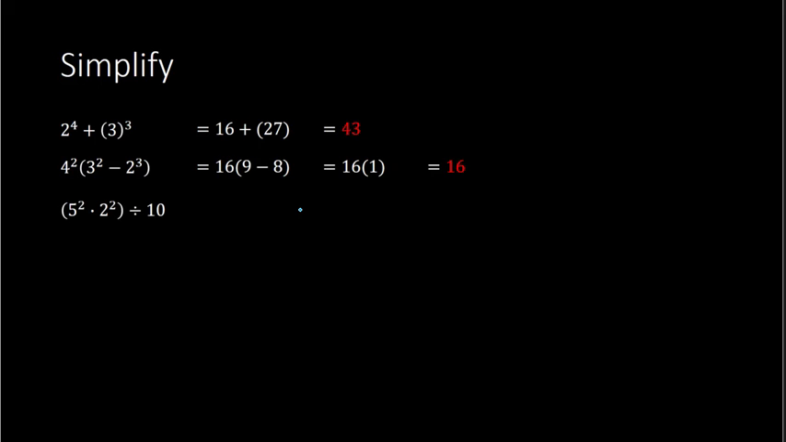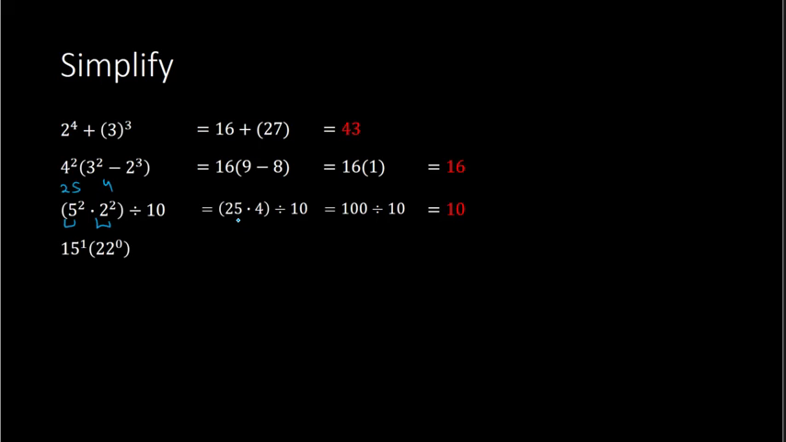Next we have 5 squared times 2 squared divided by 10. 5 squared is 5 times 5, which is 25. 2 squared is 2 times 2, which is 4. So we have 25 times 4 divided by 10. Do the multiplication first. 25 times 4 is 100. And then 100 divided by 10 is 10.